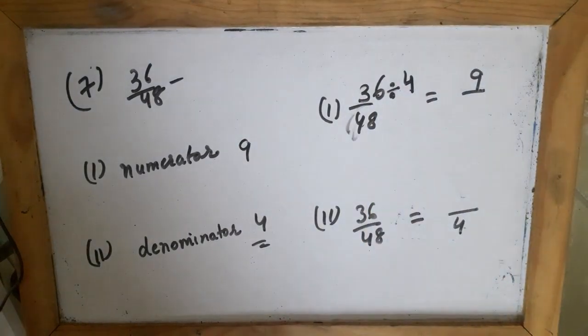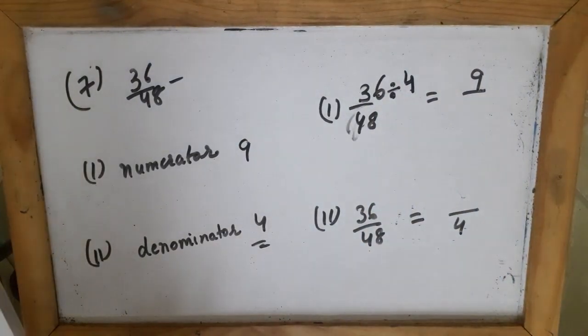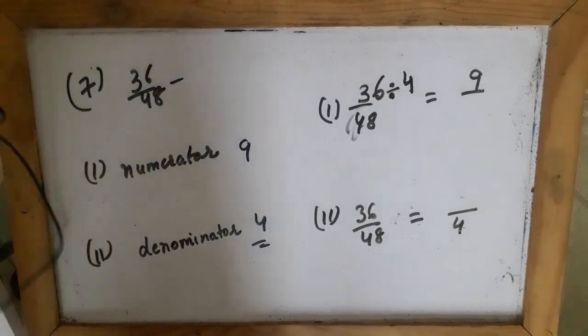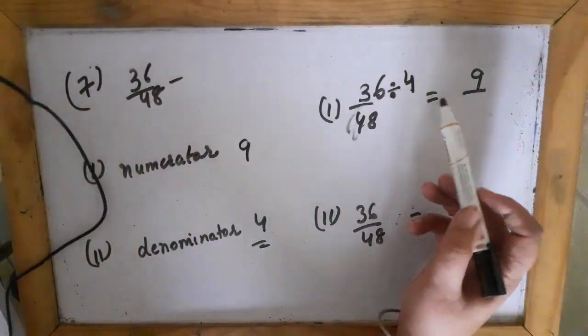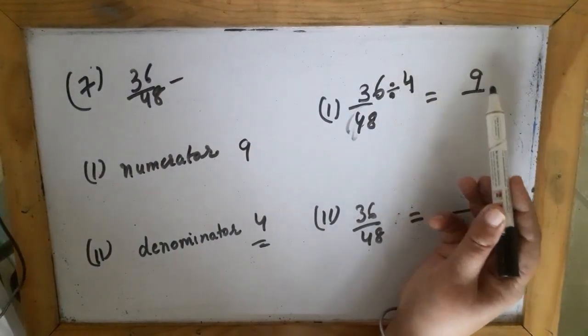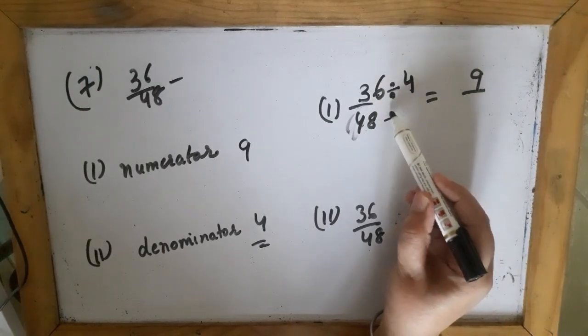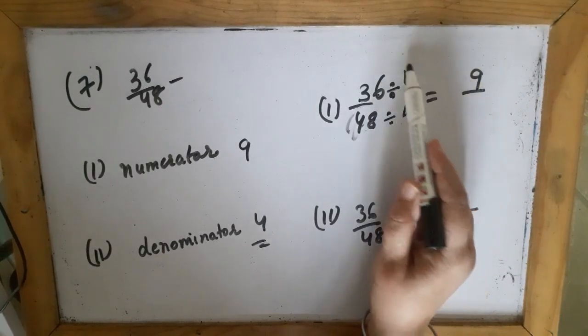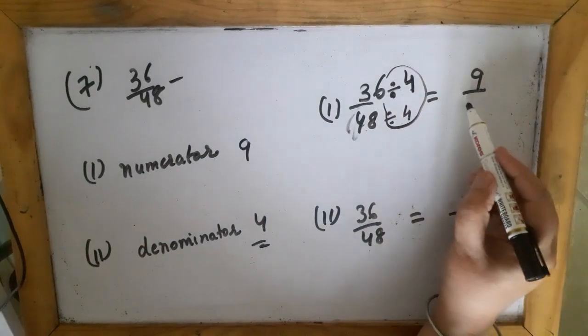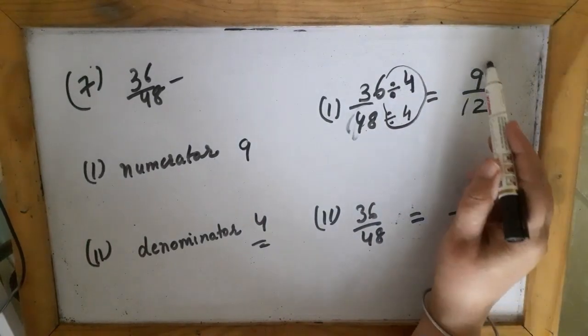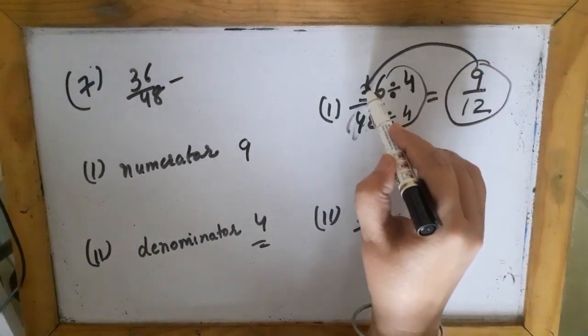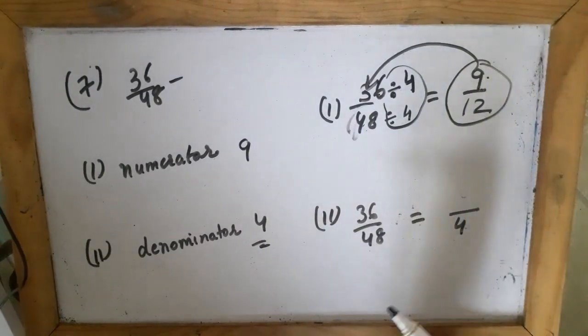I told you we can get equivalent fraction either by multiplying the numerator and denominator with the same number or by dividing also. So if dividing by 4 I get 9, it means this also I will divide with 4. With the same number I have to divide, so I'll get 12 over here. So this fraction is equivalent to this with the numerator 9.